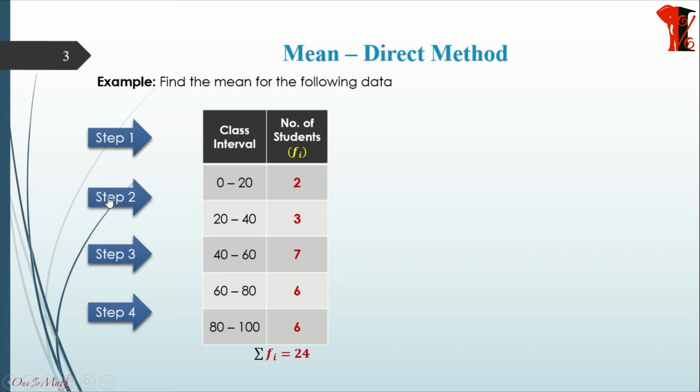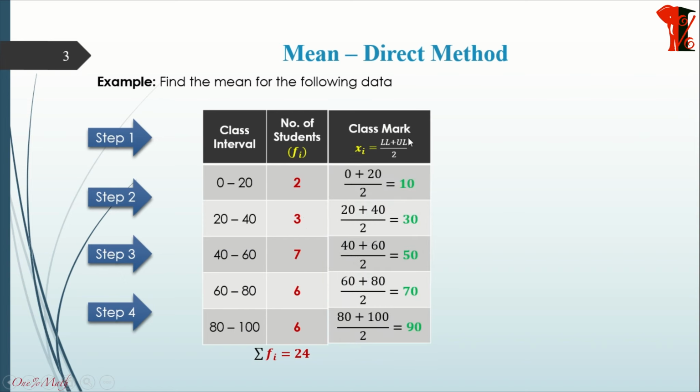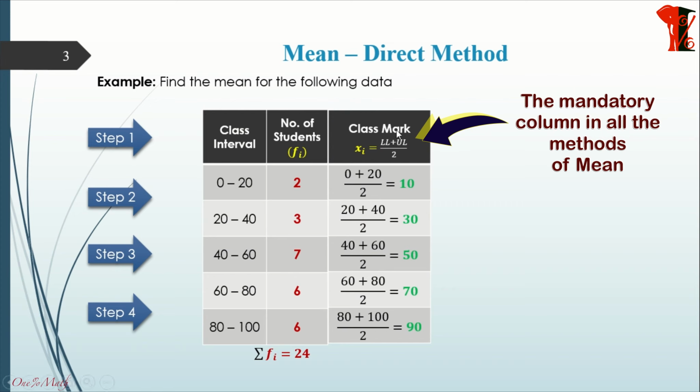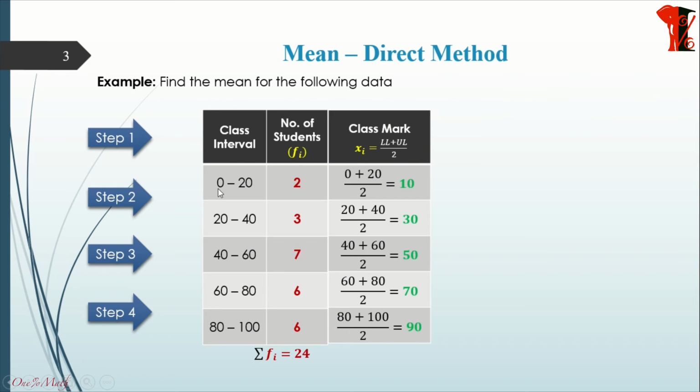The second step is to find the class mark. What is class mark? The class mark is upper limit plus lower limit by 2, or lower limit plus upper limit by 2. That means the average of the class interval. 0 plus 20 by 2. So what do you get? 10.